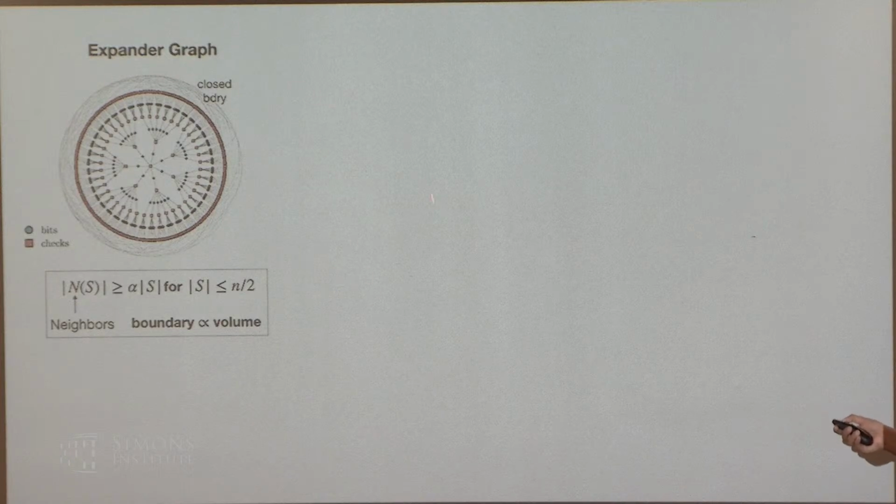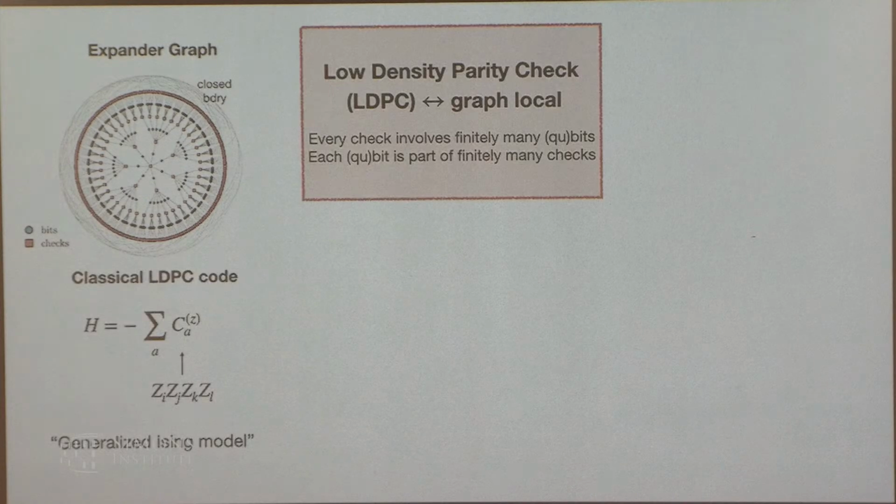So I'm going to be thinking about systems that live on expander graphs. Okay, so these are graphs for which the boundaries of any subregion of small enough size is proportional to its bulk. If you define a classical LDPC code on it, LDPC means low density parity check. So every check acts on finitely many qubits or bits, and every bit is part of finitely many checks. So this just corresponds to locality on a graph.